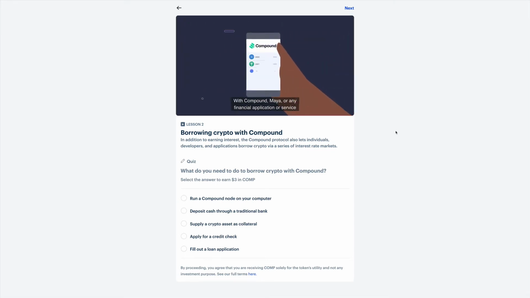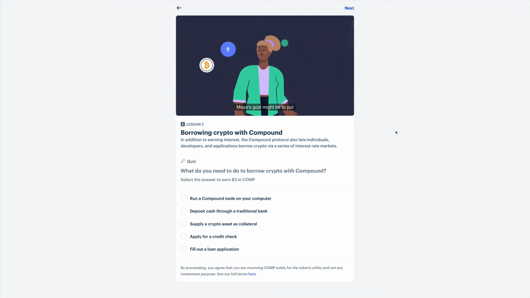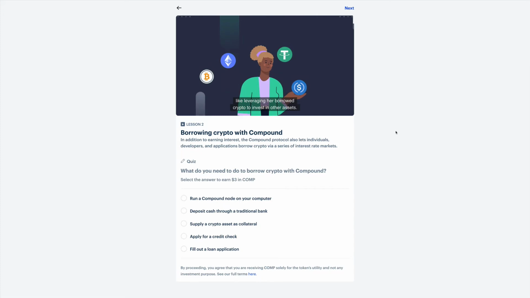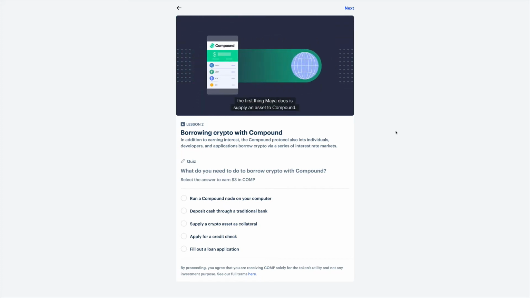With Compound, Maya, or any financial application or service, can instantly access borrowed crypto assets and then make use of them however they see fit. For example, Maya's goal might be to put an advanced trading strategy into place, like leveraging her borrowed crypto to invest in other assets. To borrow crypto, the first thing Maya does is supply an asset to Compound.